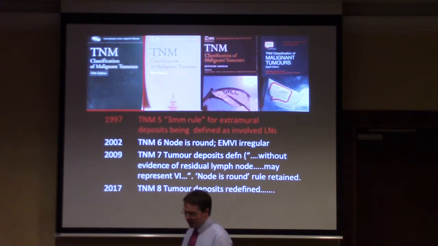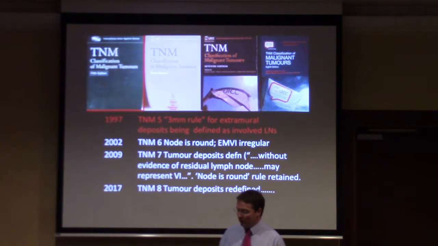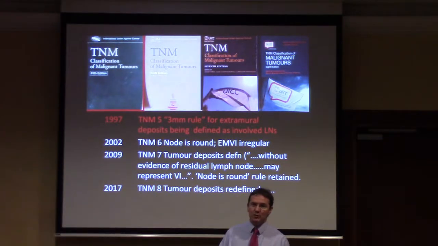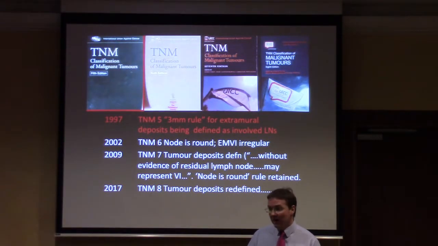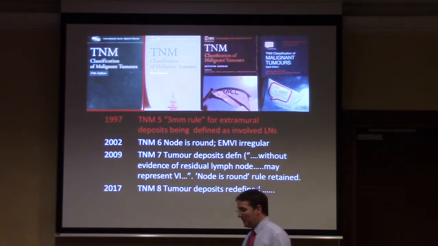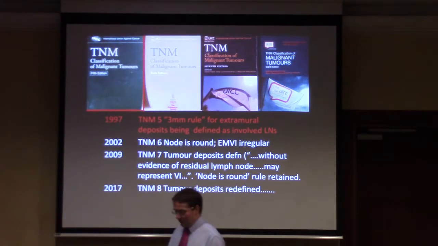So the TNM5 rule was this arbitrary but at least reproducible 3mm measurement, whereby any of these discontinuous tumour foci that measure 3mm or more, unless it was clearly related to a vein, you called it a lymph node. So that's what we were doing for 20 years in UK practice, because we were stuck in TNM5 because we didn't really like the changes that TNM6 or 7 introduced.